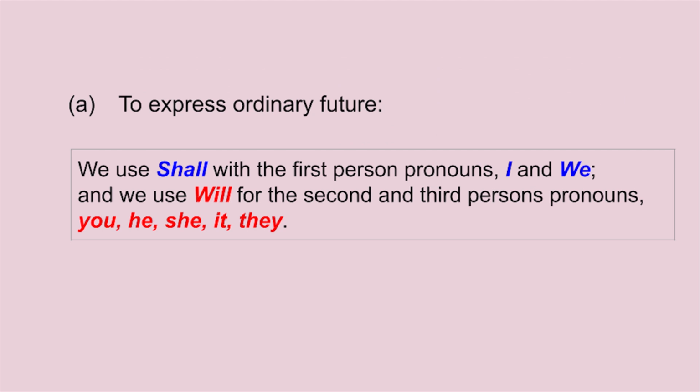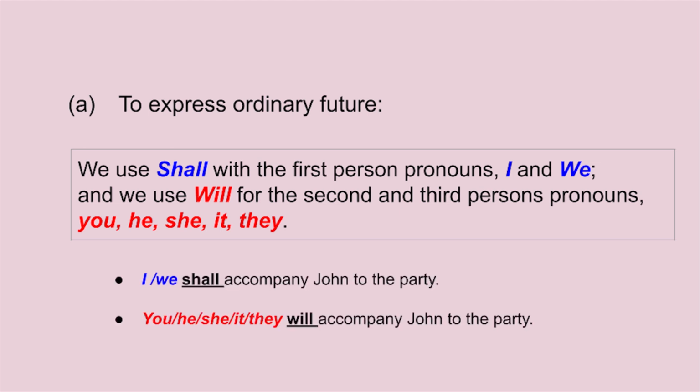To express ordinary future, we use shall with the first person pronouns I and we, and we use will for the second and third persons pronouns you, he, she, it, and they. So we say, I shall accompany John to the party, or we shall accompany John to the party. You, he, she, it, they will accompany John to the party. If you notice, no emphasis is used. We are just making a general statement.